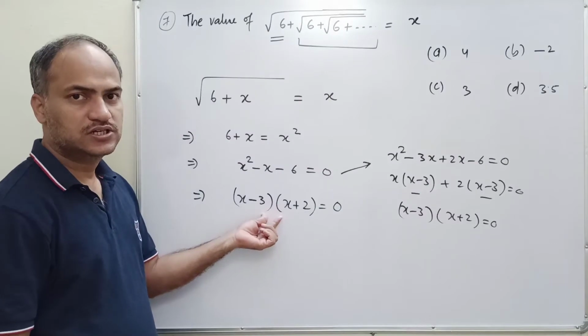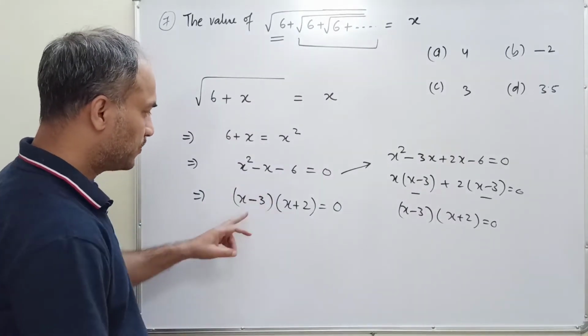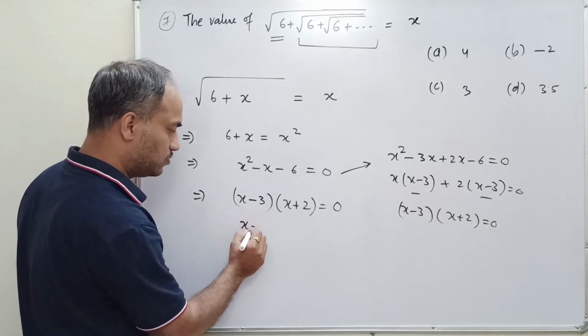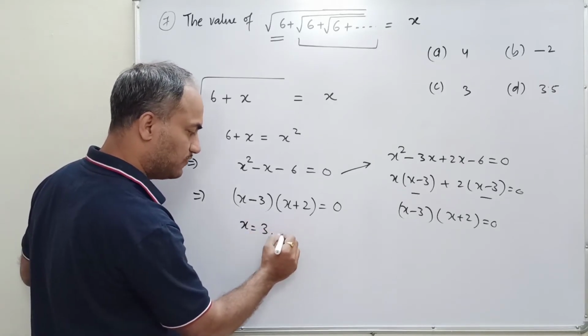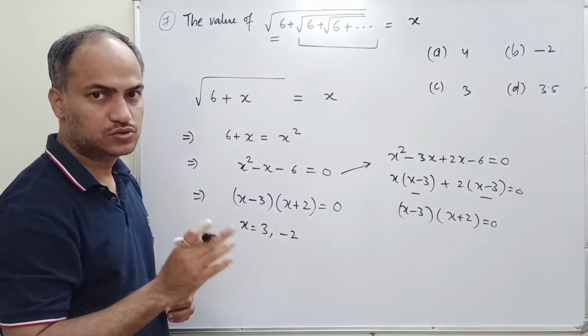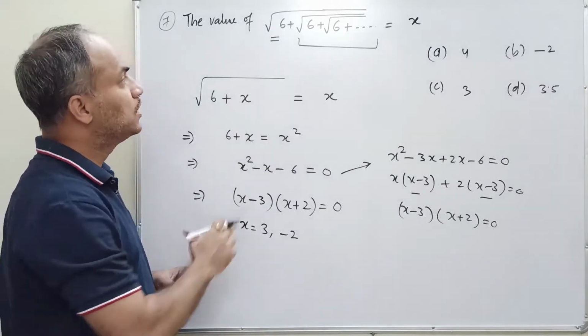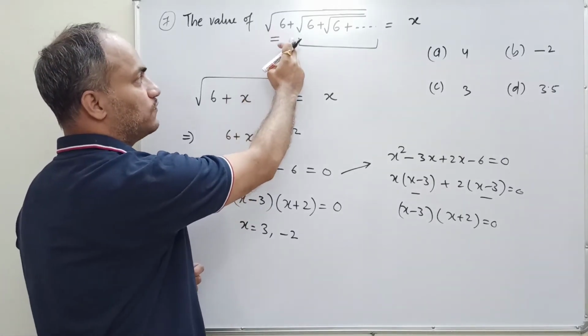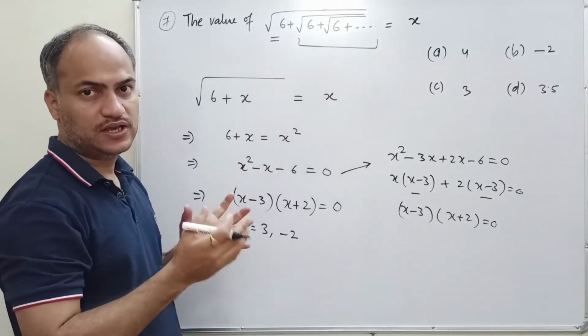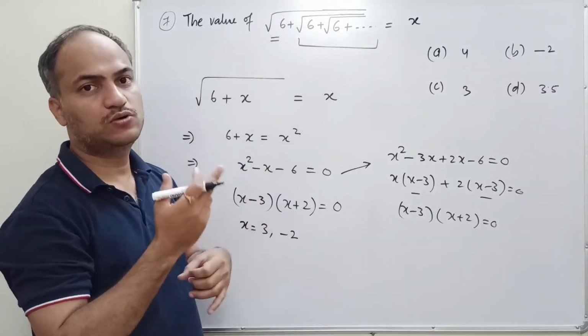And this is the shortcut or tricky method, we can directly do it. From here we get x is equal to 3 and from here we get minus 2. Now look, square root 4 is 2. So square root 6 is obviously more than 2. So this value is more than 2 and obviously many such terms are there and they are in addition. So obviously this value is going to be greater than 2.